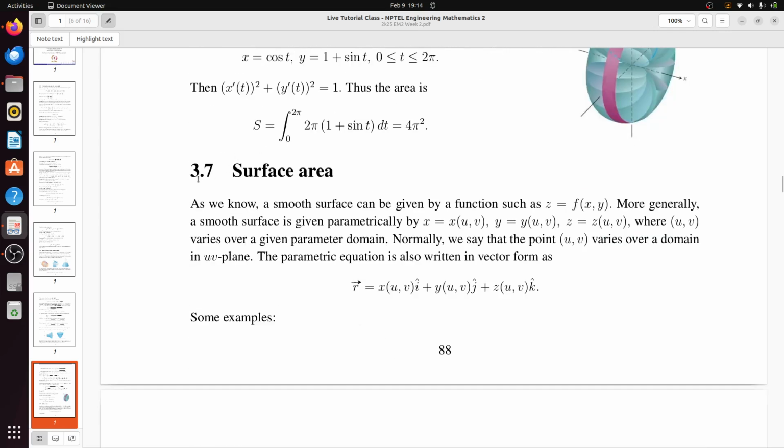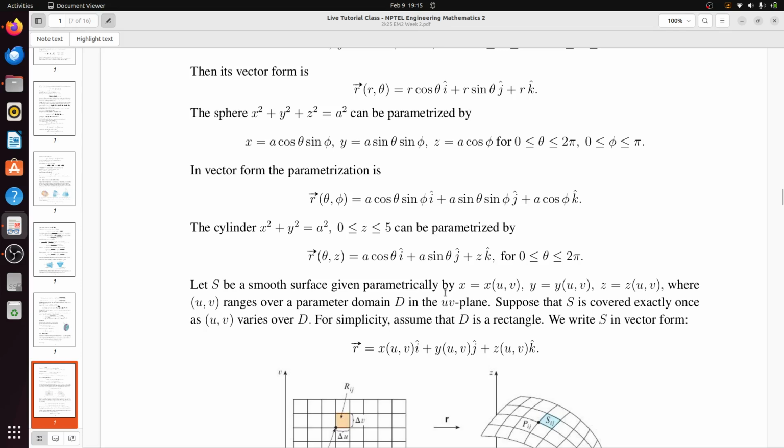Next, surface area. There is one important concept called surface area. As we know, a smooth surface can be given by a function such as z equal to f(x, y). More generally, a smooth surface is given parametrically by x equal to x(u, v), y equal to y(u, v), and z equal to z(u, v), where (u, v) varies over a given parameter domain. Normally we say that the point (u, v) varies over a domain in the uv plane. The parametric equation is also written in the vector form as r = x(u, v) i + y(u, v) j + z(u, v) k.